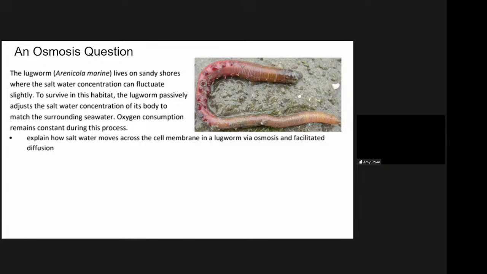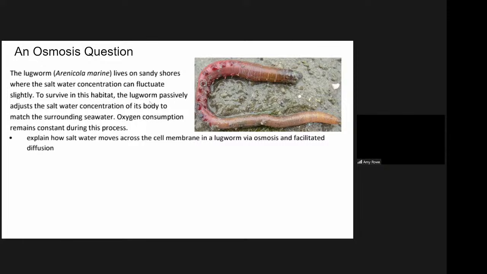Oxygen consumption remains constant during this process, and the question asks us to explain how saltwater moves across the cell membrane in a lugworm via osmosis and facilitated diffusion. So here is a question where we've got both osmosis and facilitated diffusion. Someone asked about it before. Before we talk about the answer, there are some things to notice about this question, and they're trying to point you in the right direction.